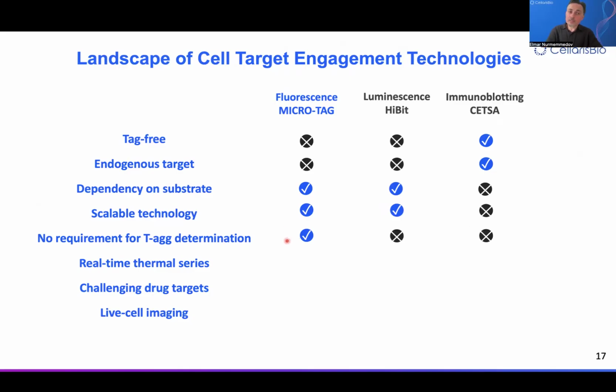Microtag system is the only system that does not require you to predetermine TAG. There's no reliance on the temperature aggregation because our real-time application enables you to do thermal series and scan every temperature in between and determine the drug target engagement in an unbiased fashion. We can do real-time thermal series, as already mentioned, and we can work with various challenging drug targets like membrane proteins, like transcription factors, regulatory proteins, less so in the hybrid and CETSA systems.